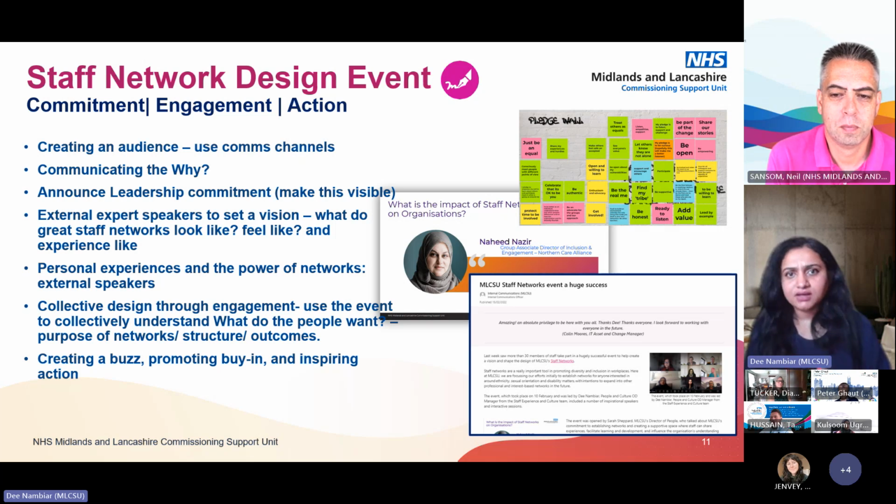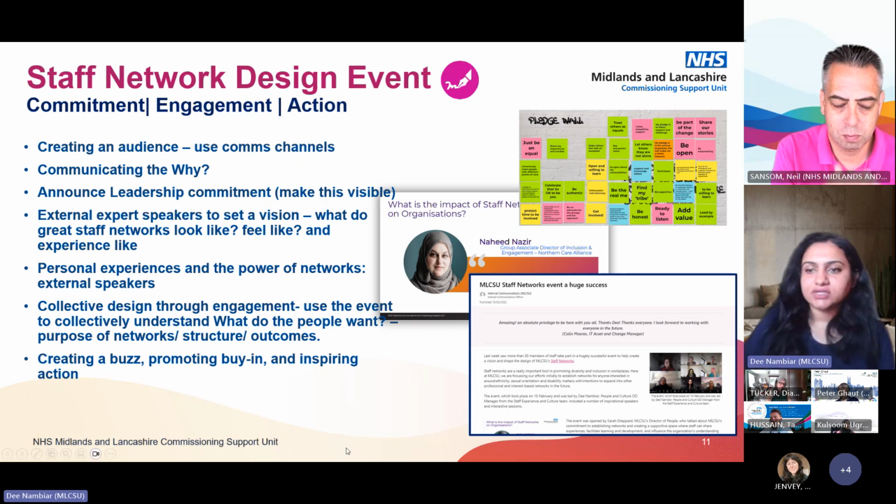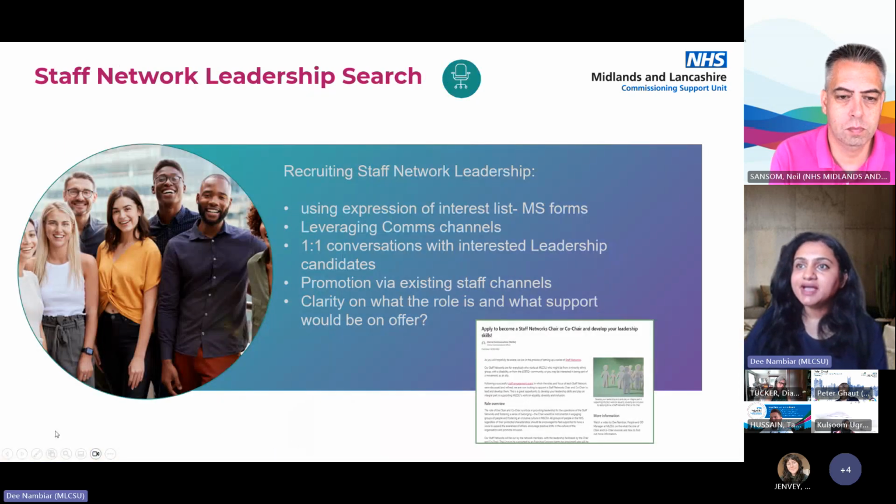to further your commitment to the staff network, whatever it may be. It could be that you share an article around staff networks with somebody who is interested, so that they know about a movement like that. So what is that one tiny step that we can take in this direction? So with that, we've come to the leadership search.